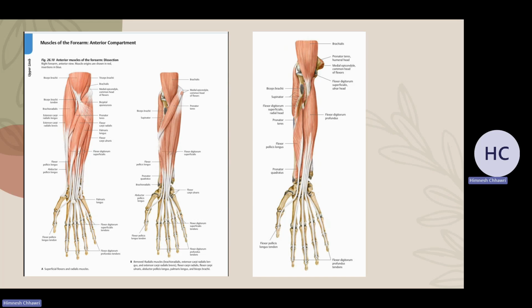So palmaris longus may or may not be present. The tendon is very visible when you oppose your thumb and pinky finger and join them. You can see the tendon in your wrist, in the anterior part of the anterior compartment. Origin, insertion.